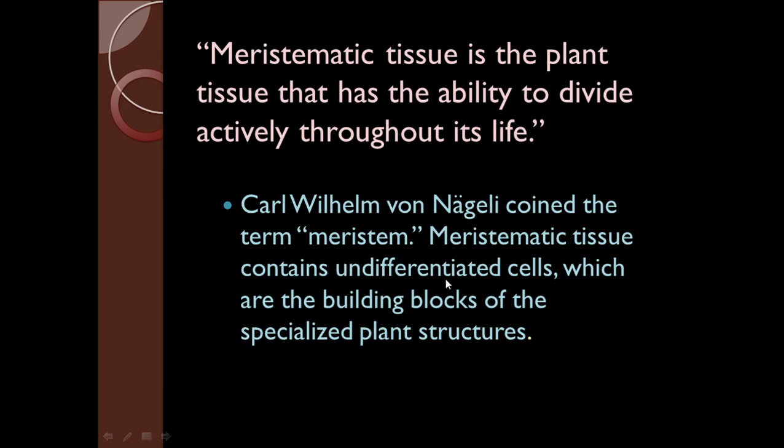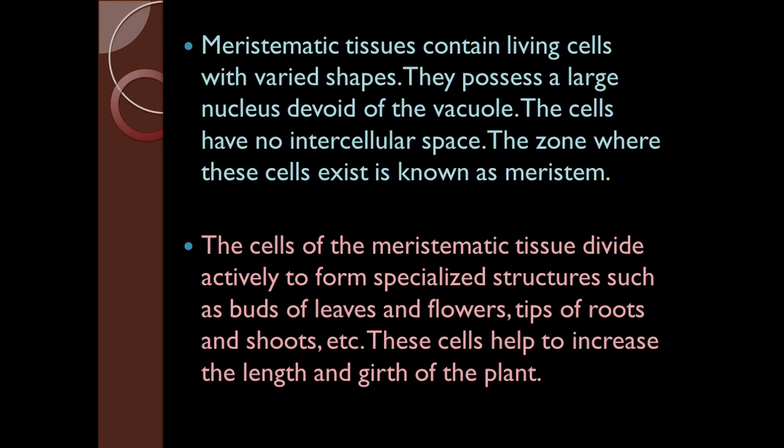Meristematic tissue contains undifferentiated cells which are the building blocks of the specialized plant structures. The meristematic tissue contains living cells with varied shapes. They possess a large nucleus and do not have a vacuole. These cells do not have intercellular spaces. The zone where these dividing cells exist is known as the meristem.